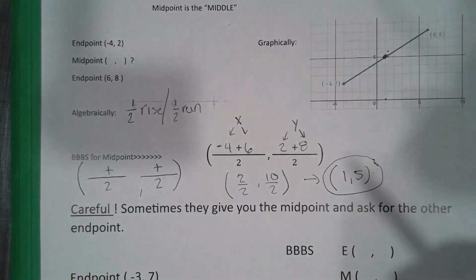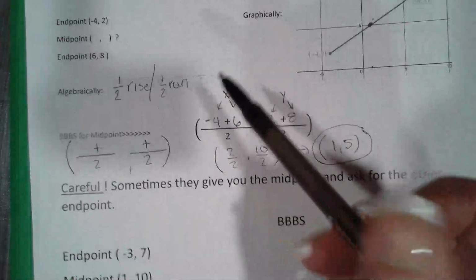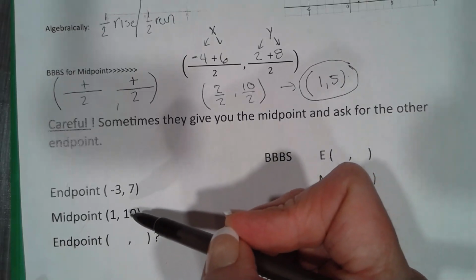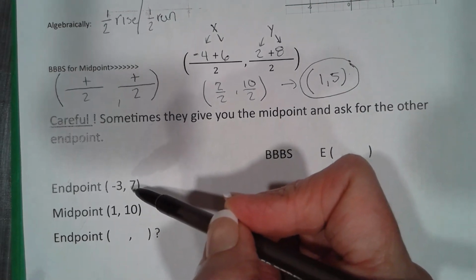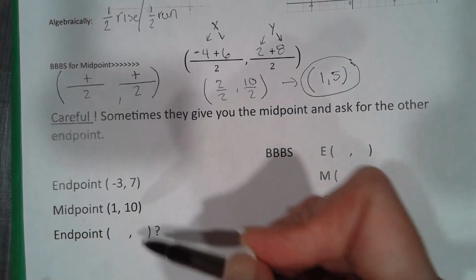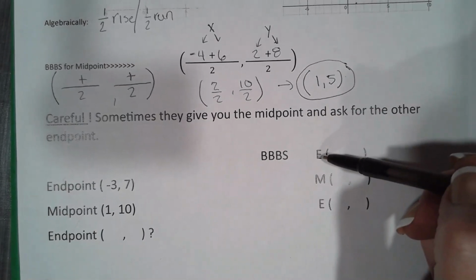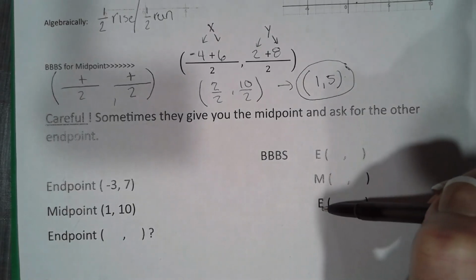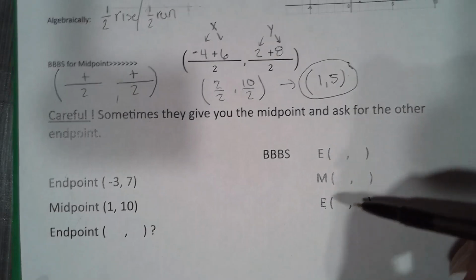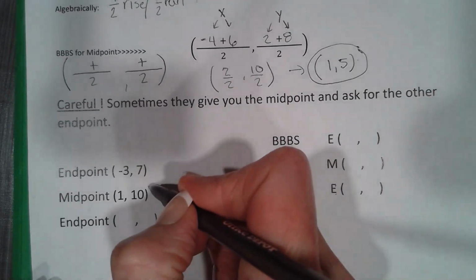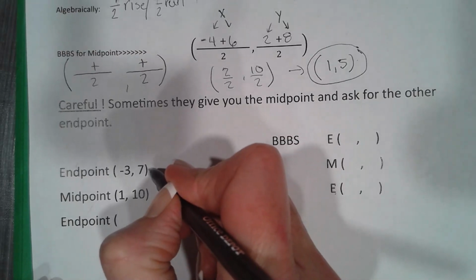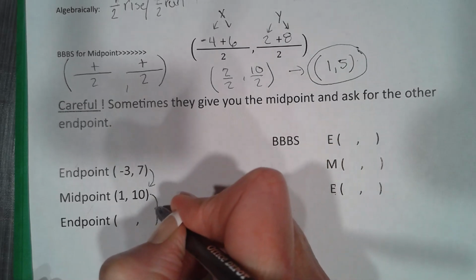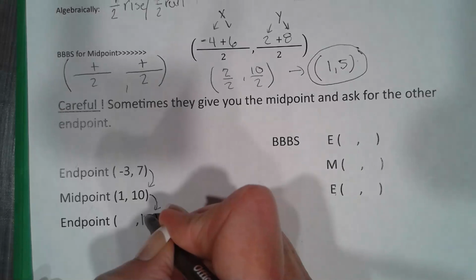Okay. Now, there's another situation they can give you where they give you the midpoint, and they give you one of the endpoints, and they want you to find the other endpoint. And I call this the EME method, endpoint, midpoint, endpoint, and you set it up just like this. And basically all you're doing is looking for the pattern. So to get from 7 to 10, you add 3. So to get to the other endpoint, we're going to add 3 again.